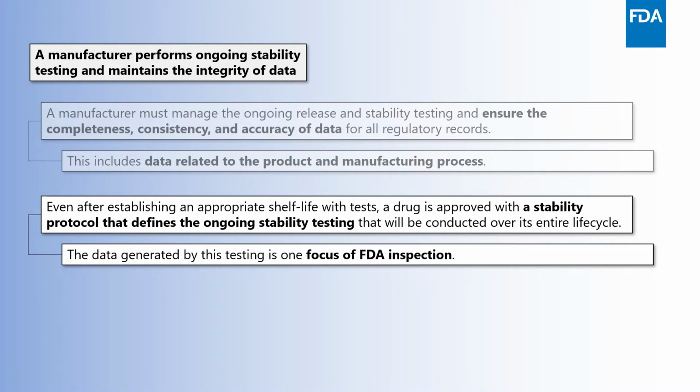Even after establishing an appropriate shelf life prior to approval, a drug is approved with a stability protocol that defines the ongoing stability testing that will be conducted over its entire life cycle. The data generated by this testing is one focus of FDA inspection.